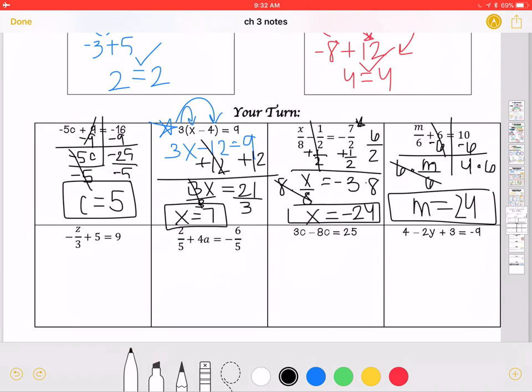Now z right now, like I said, is being divided by negative 3, but it's also being added by 5.